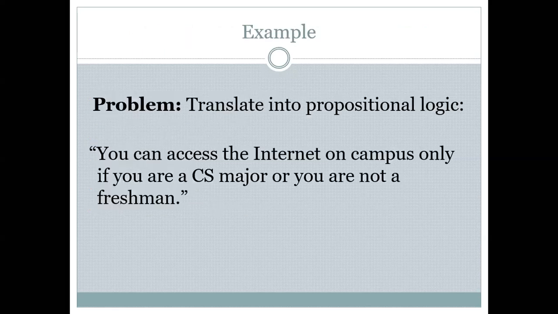Okay, so translate this into propositional logic. I want to see if you were paying attention a few slides back. You can access the internet on campus only if you are a CS major or you are not a freshman. So why don't you, with someone right next to you, try to come up with a symbolic logic representation of that. Talk to your neighbor.